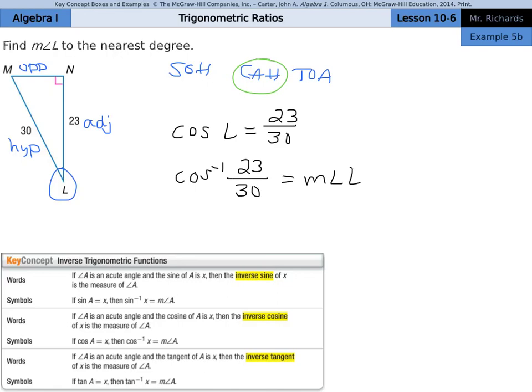And in a calculator, that is 39.94 degrees equals the measure of angle L. And rounded to the nearest degree, that is 40 degrees equals the measure of angle L.